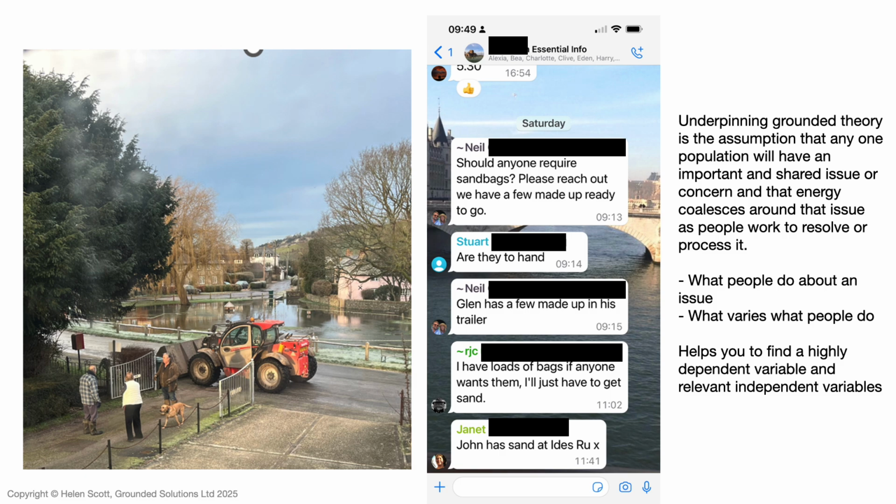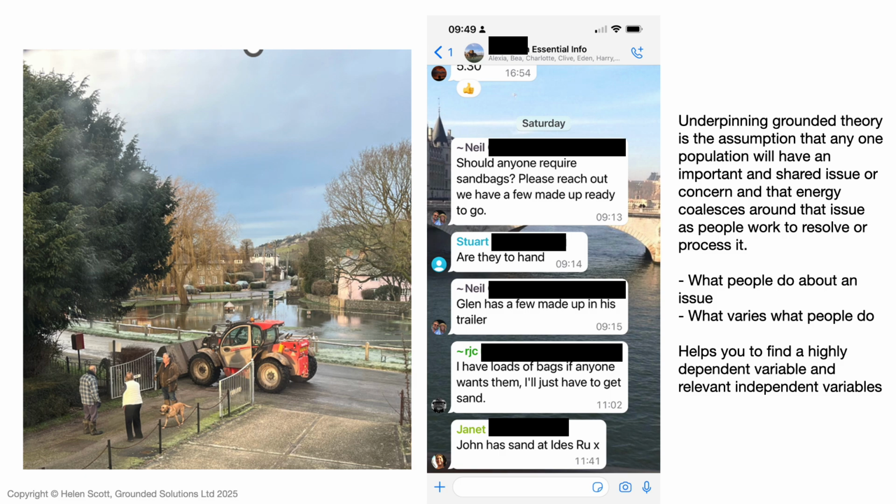I explained to Sarah that grounded theory looks at patterns of behaviour, including reasoning, and that underpinning grounded theory is the assumption that any one population will have a shared issue or concern that is important to them, and that energy coalesces around that issue as people engage in behaviours to resolve or process it. This image shows neighbours engaging with their shared concern of rising water levels as they talk and type.